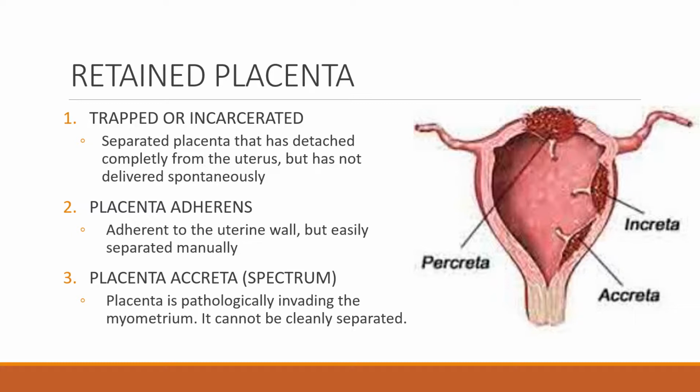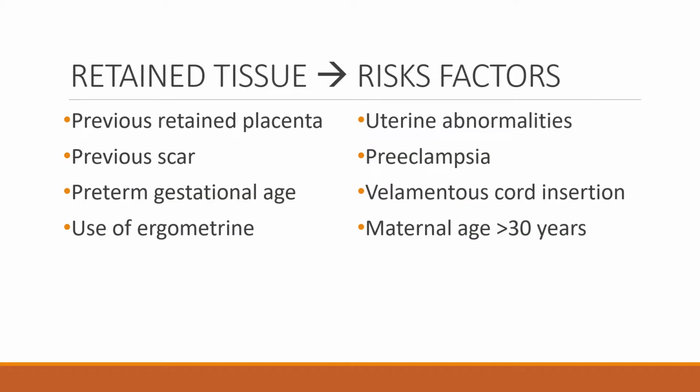And then the third step of the spectrum, which is the most complicated, is the placenta accreta, which has its own spectrum. Placenta accreta is defined as a pathological invasion of the myometrium by the placenta, which cannot be cleanly separated. It has its own spectrum, starting with accreta, then increta, and then percreta. This is not the goal of this class, so we will see just this.